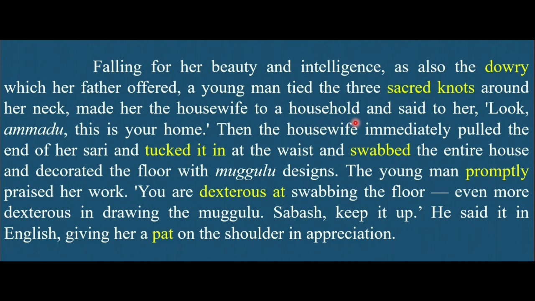After that, falling for her beauty and intelligence and the dowry, the man tied 3 knots. That means he married the lady, made her a housewife. After that, her husband told her that this is your home. Then she tucked up her saree. She swabbed, means cleaning with a mop. Mopping the house, decorated with muggulu.